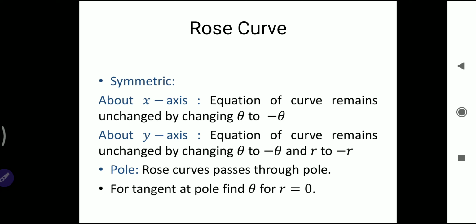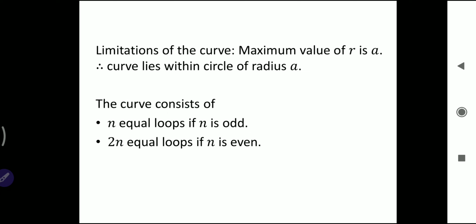For tangent at pole, again we are going to put r is equal to 0 and find out the corresponding values of theta. Then again the limitation, the maximum value of r we are going to find out. This is the shortest way to trace the rose curve.